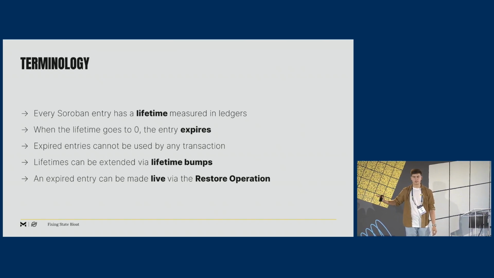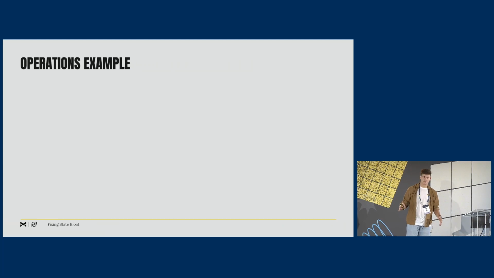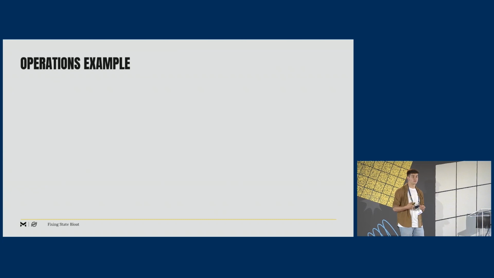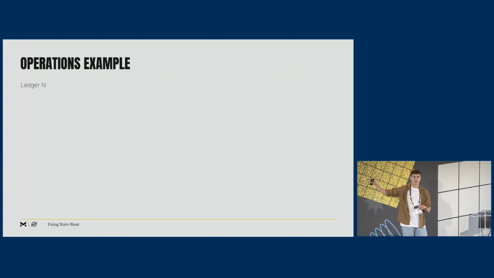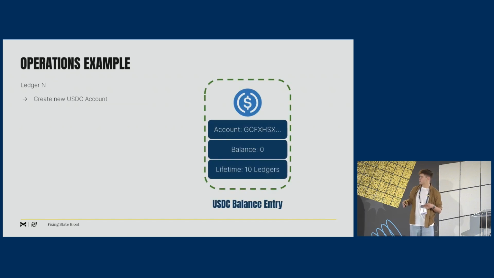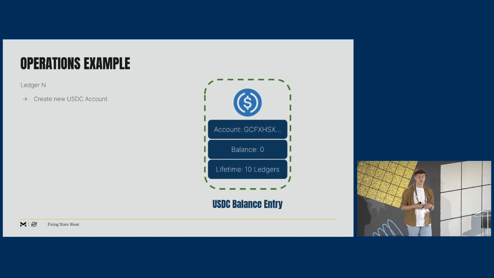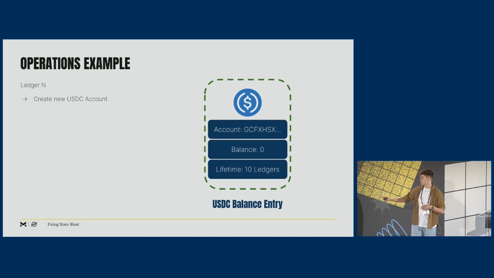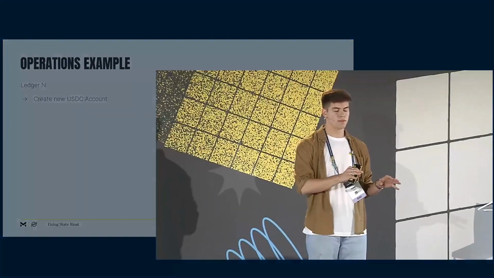Let's go through an example to see how this works in practice. So for our example, suppose that we have a contract like USDC, and Circle has used Soroban to implement this. On our first ledger, ledger N, we're going to begin by submitting a transaction to create a new USDC account. And so here we see we have our newly created USDC account, we have our account ID, we have a balance that's initialized to 0 because we just created it, and we also have this new lifetime field. In Soroban, whenever you create an entry for the first time, its lifetime is default initialized to the network default.